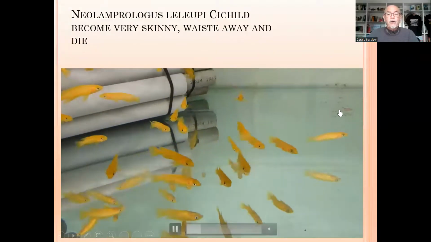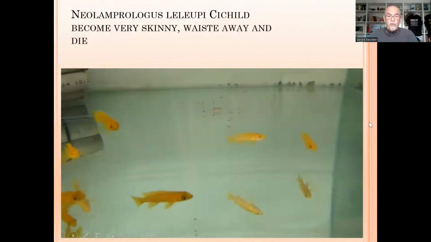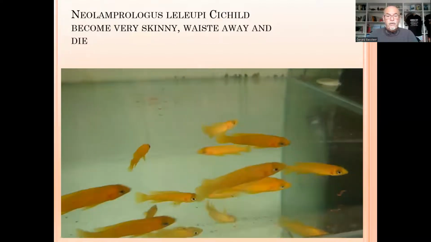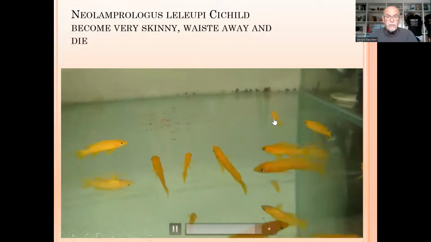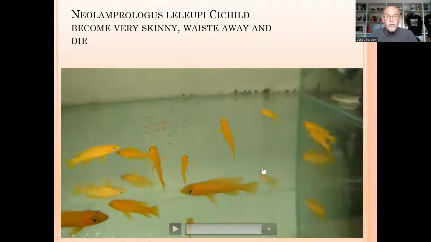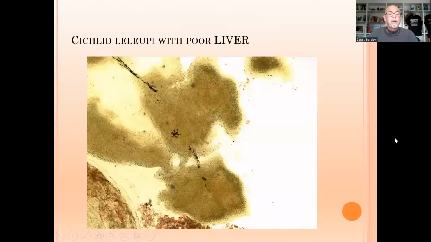So today we talk about the Neolamprologus leleupi cichlid, which become skinny. Here we see one in the back. They will become skinny. Here is another one. And they waste away and they die. And that's the fish you take out to examine. And that's the fish you hopefully will use to get yourself trained in the diagnosing of fish diseases and to understand what is disease and what kind of treatments you can implement.